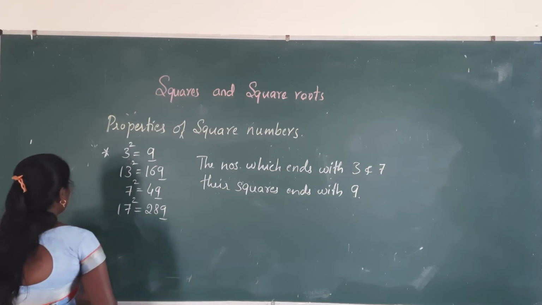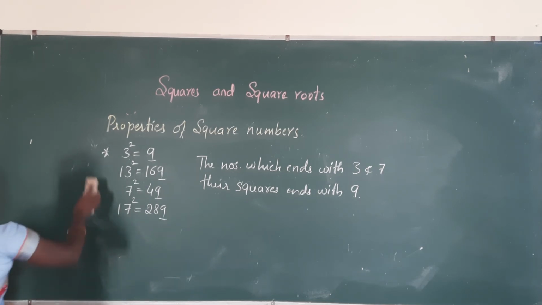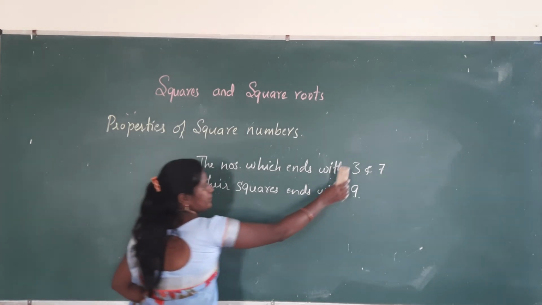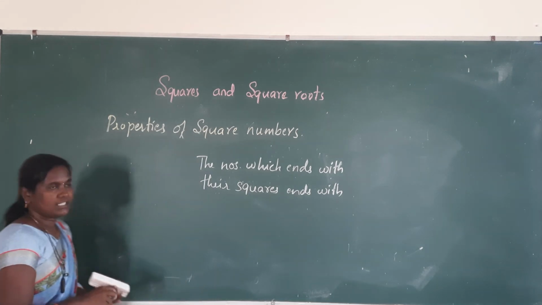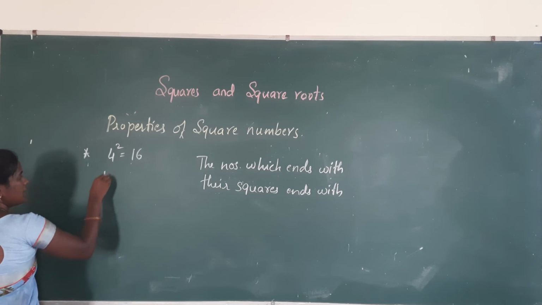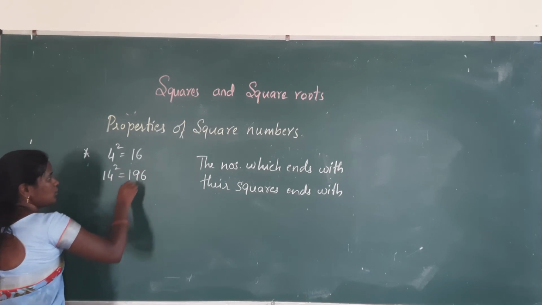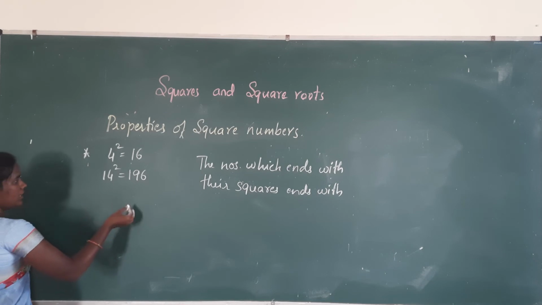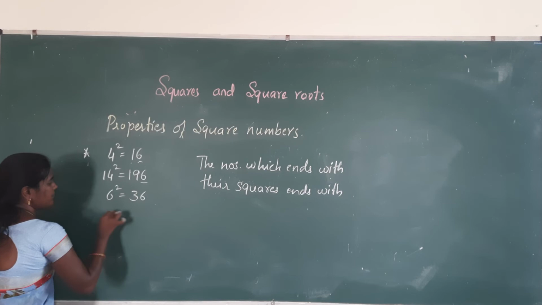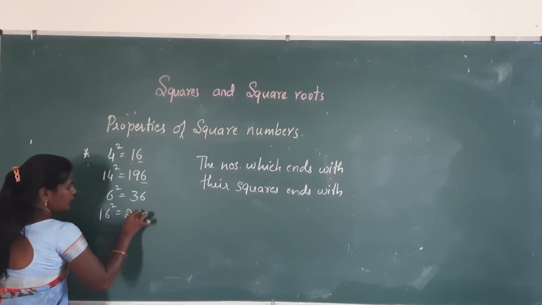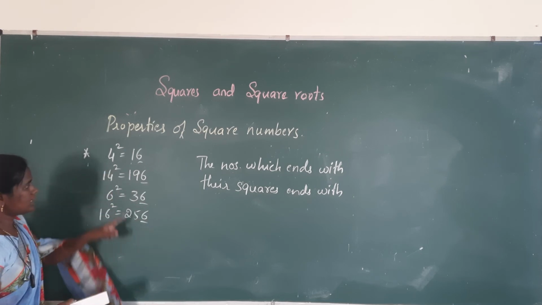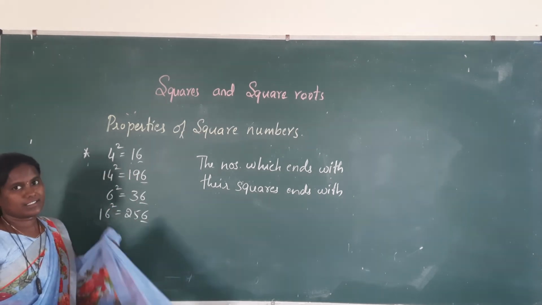Okay. So now we'll take the numbers which end with 4. If this is 4 square, 4 square is 16. 14 square is, of course, 196. Then 6 square is 36. Then 16 square, yes, it is 256. If you observe the squares of all these numbers, these are ending with 6, right?